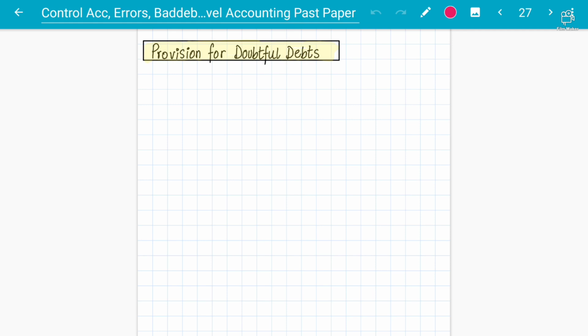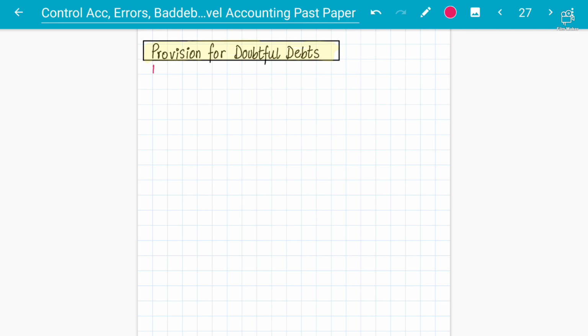As the word itself suggests, it is doubtful, you are not sure whether you are going to receive the amounts that the customers owe, the debtors or receivables owe to you. Because you are not sure about it, let me give you an example, but first let me explain what a provision is.